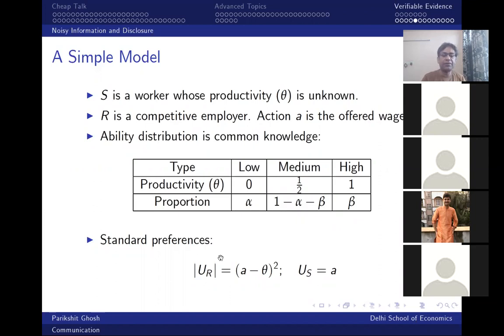What are the preferences? Receiver's preferences are standard, quadratic kind of preferences. He would like to choose an action to match the state. So in a full information world, low types would be paid a wage of 0, medium types a wage of half, high types 1. And what's the sender's payoff? Well, increasing in A, right? For the actor, getting as high a wage as possible is desirable, no matter whether he's a good actor or not. So in terms of our bias B, there's an infinite bias.